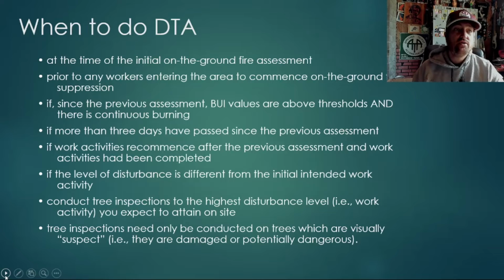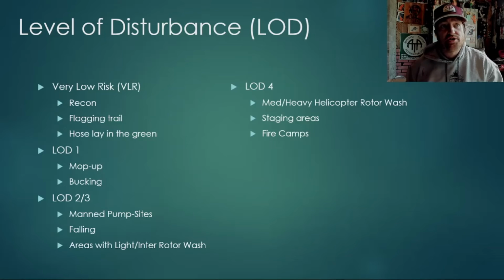If the tree doesn't look visually suspect, then you don't need to spend a lot of time on it, right? So you've got to be able to identify what trees are healthy and normal and going to be fine, and then also which ones have burning going on underneath the ground around them. So here's what we're just talking about. Level of disturbance. VLR is a very low risk. So that's recon, that's a patrol.